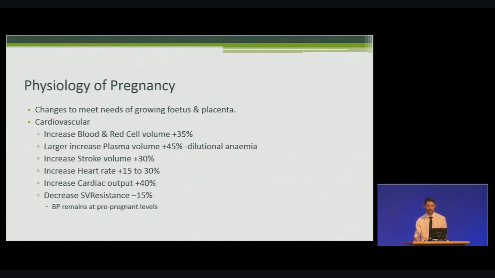You have an increase in heart rate of up to 15 to 30%. And the result of this increased heart rate and stroke volume is that you get an increased cardiac output of approximately 40% at term. So to accommodate all of this extra blood being pumped around the body, you have a vasodilatation, a decrease in the systemic vascular resistance. The result of that is, although you have a slight change in diastolic blood pressure, the blood pressures by and large remain more or less the same as at pre-pregnant levels.